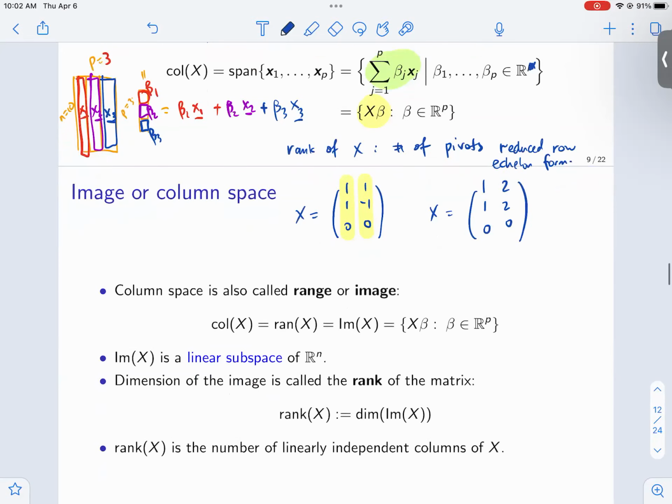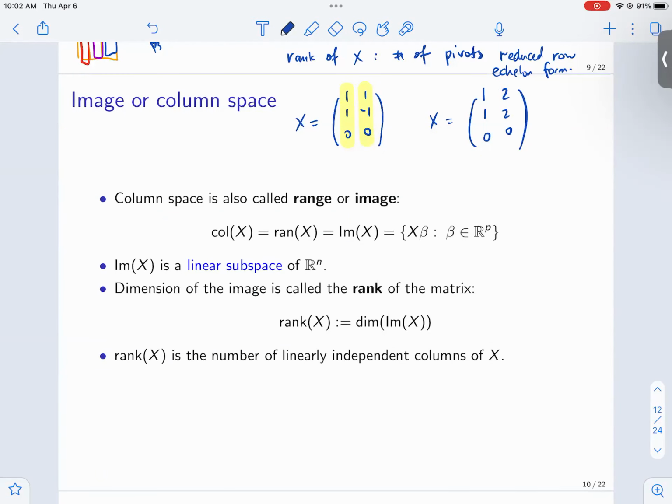Okay, so this summarizes these ideas. Column space, sometimes called range, sometimes called image, is the set of all linear combinations of the columns, or X beta as beta varies in R^P. It's a linear subspace of R^n. Its dimension is called the rank of the matrix. And this statement, the number of linearly independent columns, is not quite correct. I have to correct it, you have to massage it a little bit, you understand what I mean.